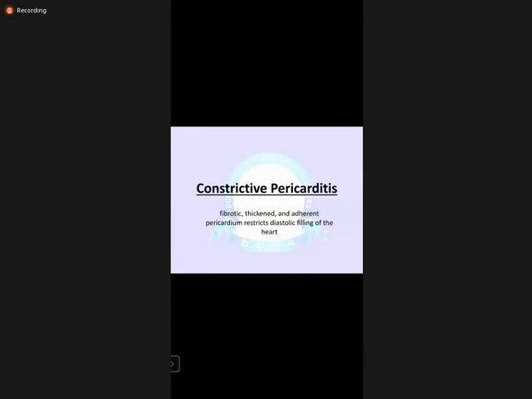Other pathology involving acquired heart disease is constrictive pericarditis, in which there will be a thickened, fibrotic and adherent pericardium which restricts the diastolic filling of the heart.